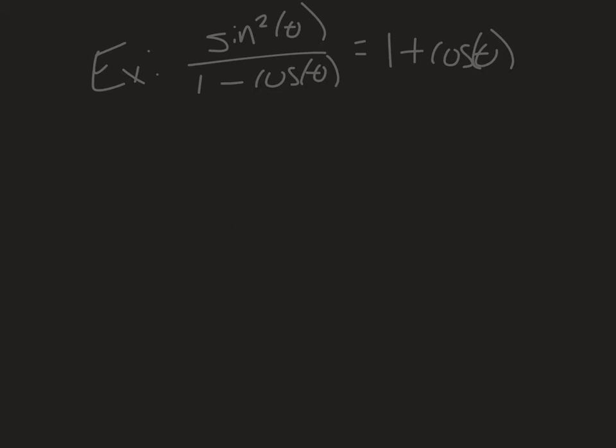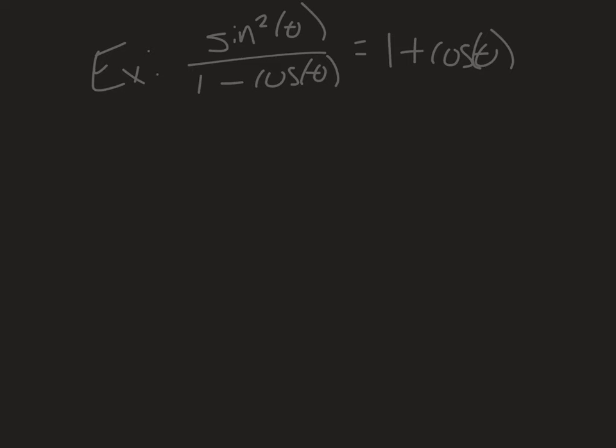Before we end this video, let's take a look at one more example. I feel like the more you do these, the more it makes sense. It's kind of one of those things. So let's take a look at this example. I want to verify if this identity does indeed hold true. I have sine squared of theta divided by the quantity of 1 minus cosine of theta is equal to 1 plus the cosine of theta.